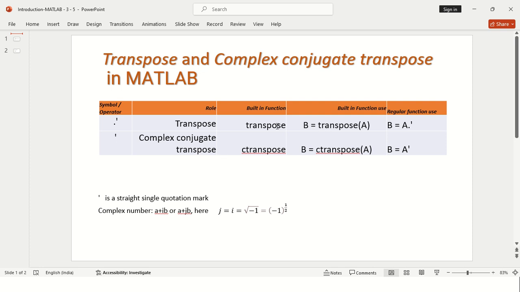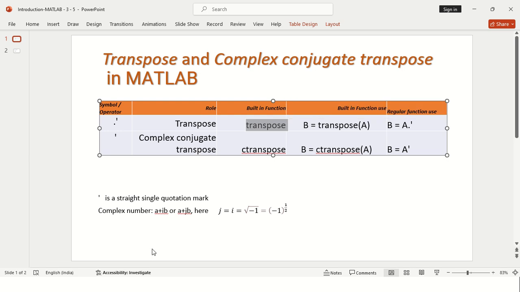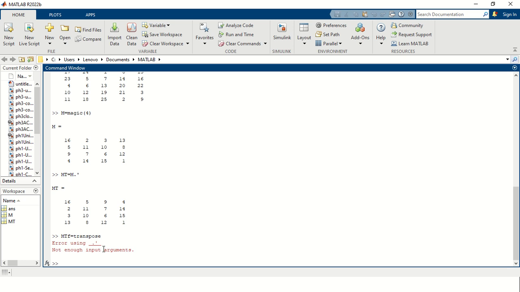Transpose, transpose, right? Yeah, transpose. I am taking this syntax to MATLAB. Now M transpose, with the function transpose I am taking. So this is my function. Oh wait a minute, I will take here, yes, transpose.